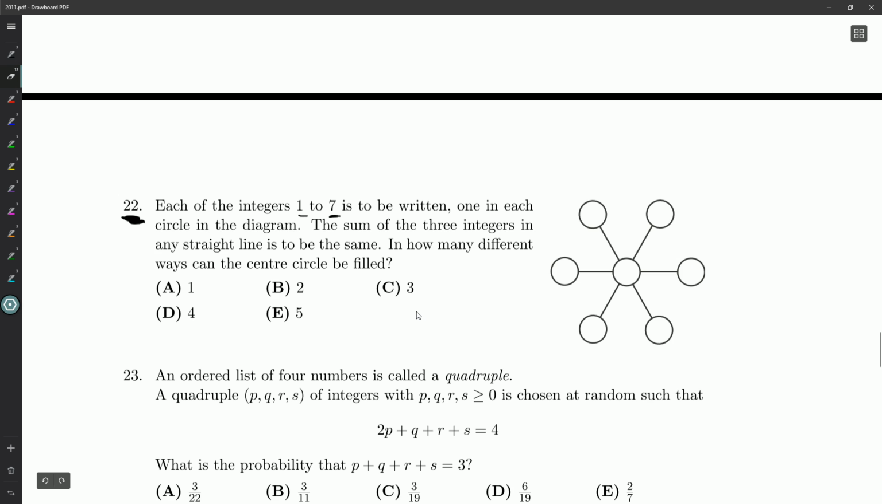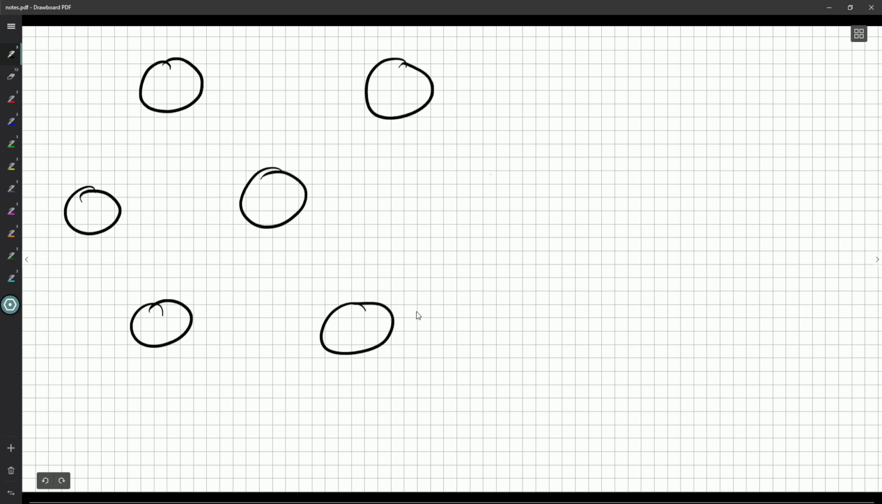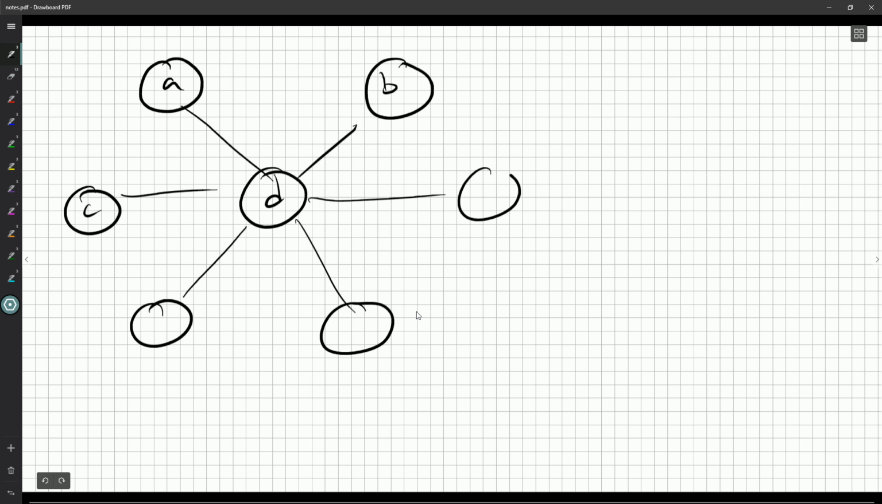Well, unfortunately, without knowing the middle number, it's very hard to figure out what the other numbers might be or what this common sum is. But we do know we've got this common sum. So what I'm going to do is go over here and label these circles with letters. Okay? So maybe A, B, C, D is in the middle, E, F, G.